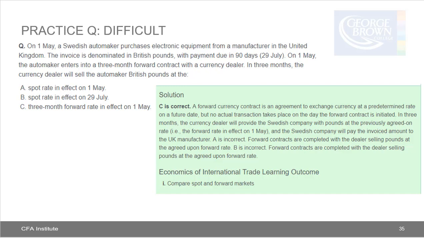So that's a nice little example just to show you the difference between the spot rate and the forward rate. With the spot rate, currency is exchanged on the spot at the rate on that day. But when we're looking at a forward rate agreement, the rate is agreed on that day for exchange of currencies at some point in the future. Okay, and that ends the learning outcome statements and the slides for this chapter.